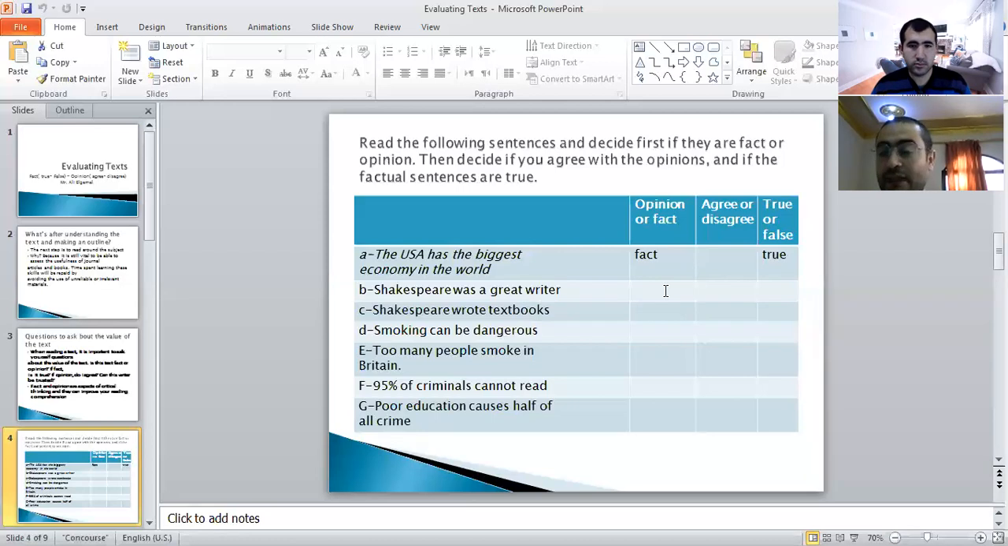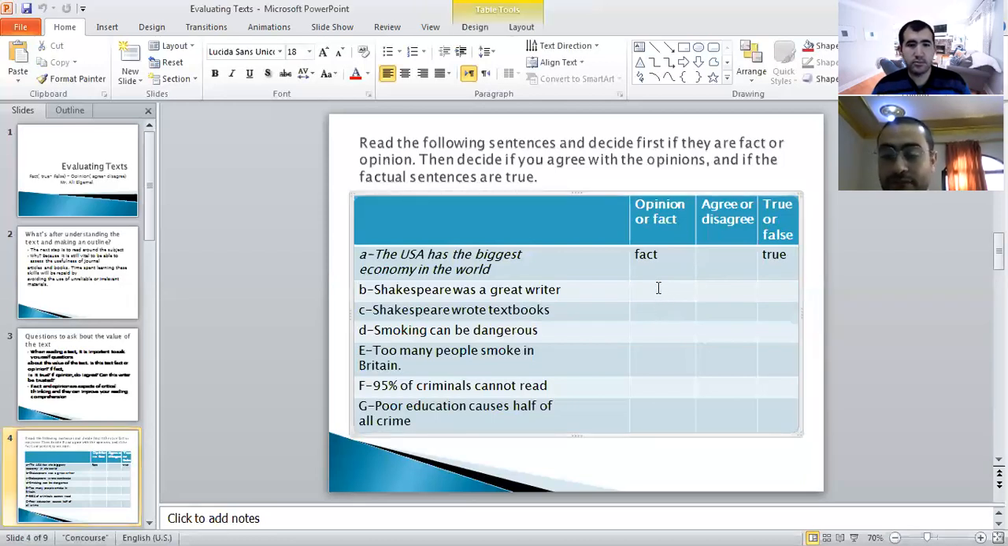Shakespeare was a great writer. This is an opinion, because people might disagree with it. Some people think this person is amazing. Someone thinks, no, he's not. So that could be opinion.